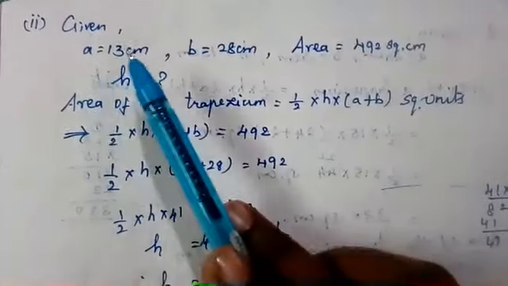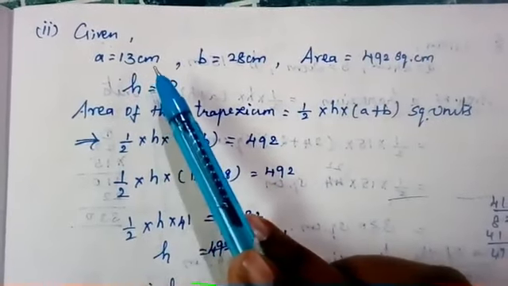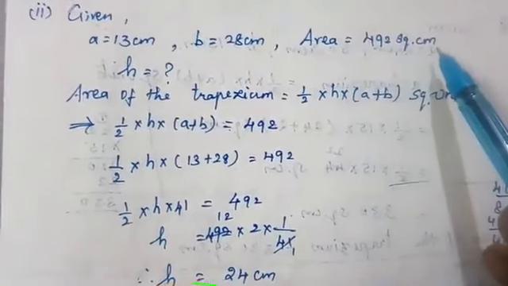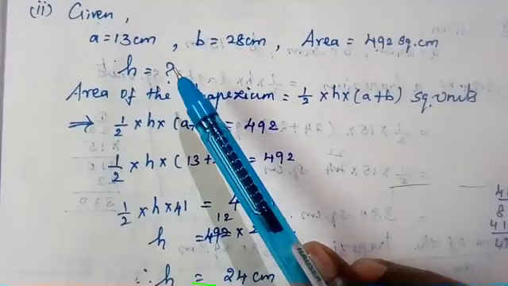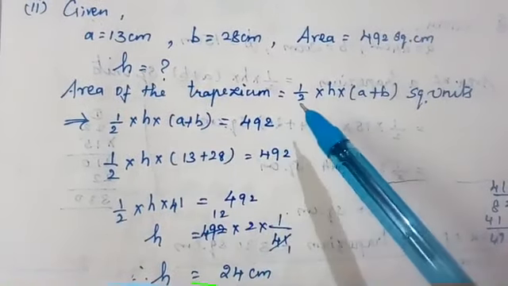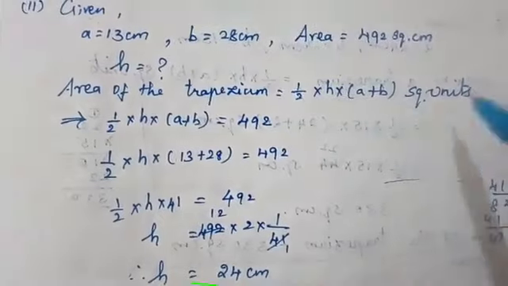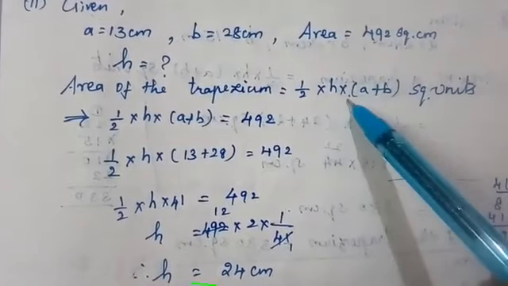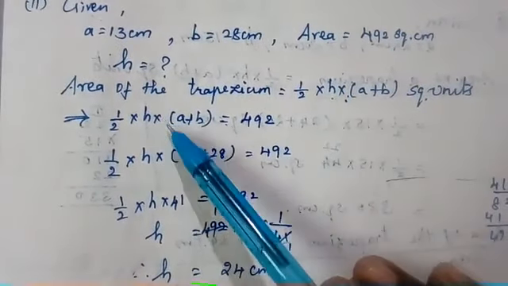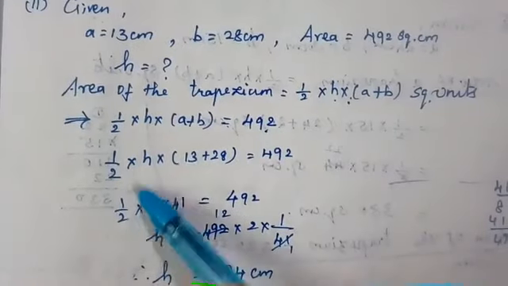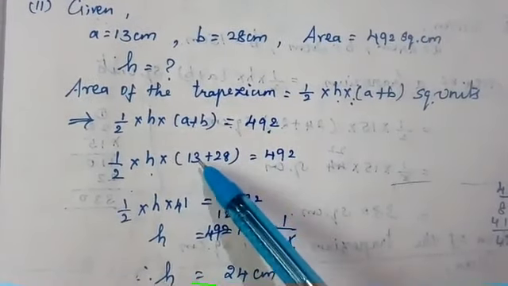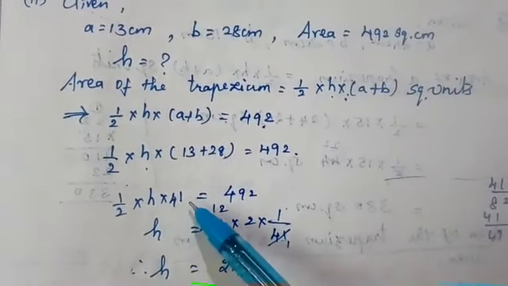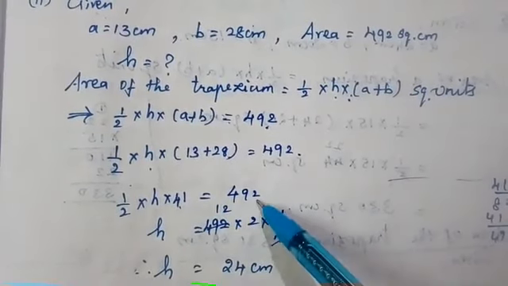In the second problem, the parallel sides are given: A equal to 13 cm, B equal to 28 cm. The area is also given, that is 492 square centimeter. We want to find the distance between the parallel sides. So area of the trapezium equals half into H into A plus B square units. The area is given, so compare the given area with the formula. Write the area value on one side. So half into H into A plus B, that is 13 plus 28, equals 492. That is half into H into, adding these two, 41, equals 492.